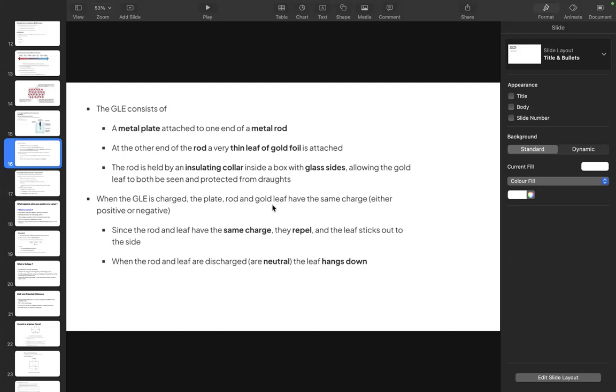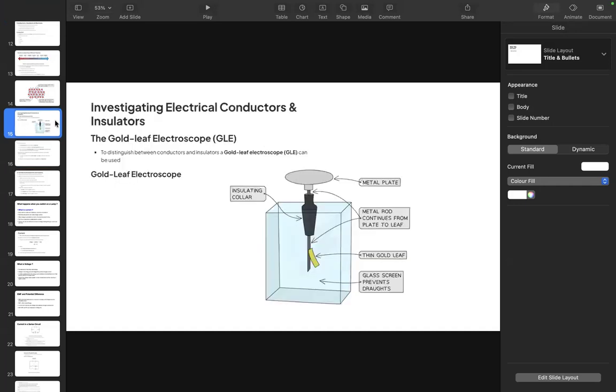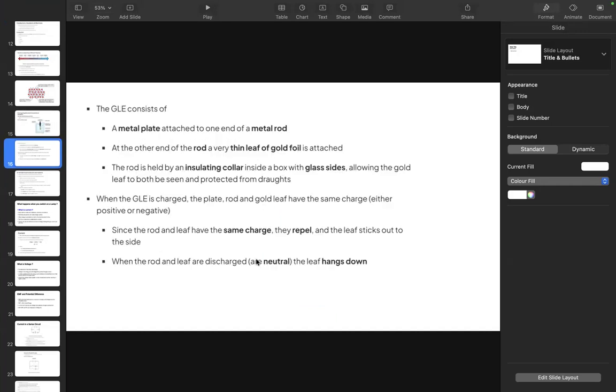Why will it hang down, by the way? When the rod over here and this leaf are discharged, the leaf will hang down. Why will it hang down? Basically, there's no attraction or repulsion, right? That's all you have to say. Because they're neutral, right? So there's no charge, there's no attraction, there's no repulsion, so it just hangs down.